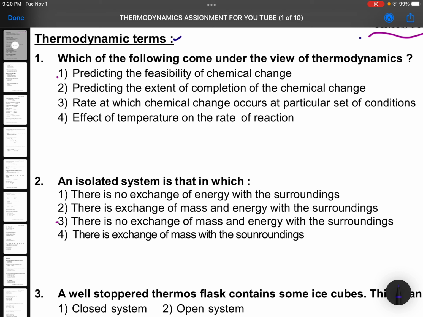Thermodynamic terms, first point. Which of the following come under the view of thermodynamics? Thermodynamics says whether the reaction is possible or not. एक रिएक्शन होता है या नहीं होता है, इतना ही बताएगा वो. कब होगा, कितने बजे होगा, कितने टाइम में होगा. Rates we are not discussing. Whether the reaction is possible or not, that is only given. So predicting the feasibility of chemical change is given by thermodynamics. Extent of completion of the chemical change, rate, effect of temperature, all these are in chemical kinetics, not thermodynamics. Thermodynamics says only whether the reaction is possible or not.